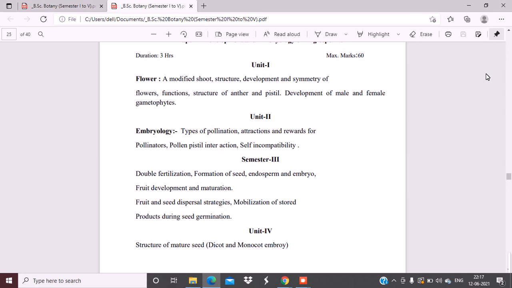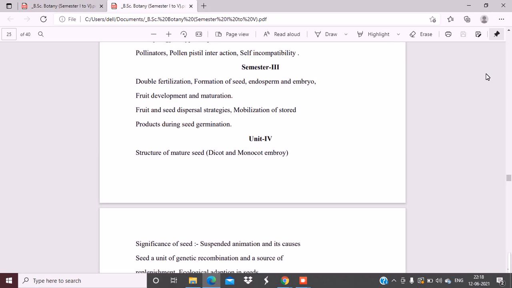Unit 2 is embryology: types of pollination, attractions and rewards for the pollinators. These topics are also given in Pradeep's Biology. Pollen-pistil interactions, self incompatibility. Some topics you have to study in detail, so you can search for these topics on the internet. You can get these topics if you don't find them in that book, or you can search in any other book.